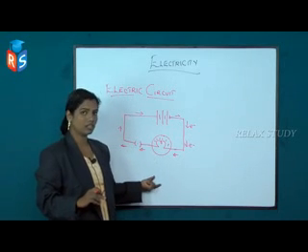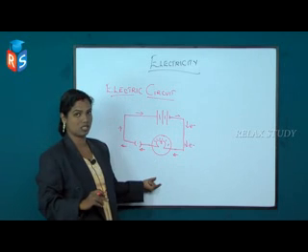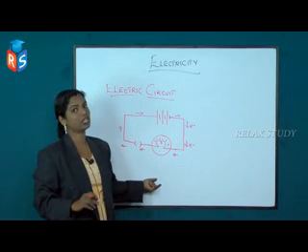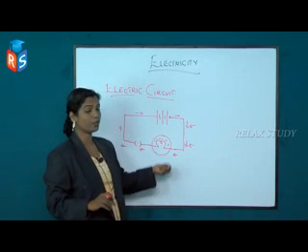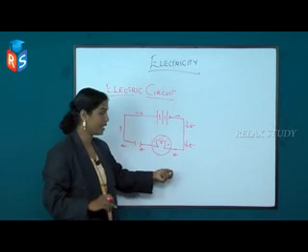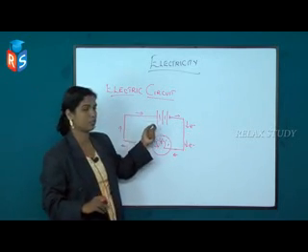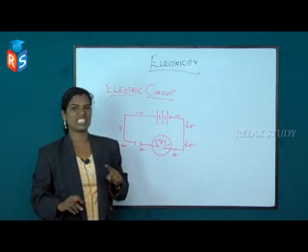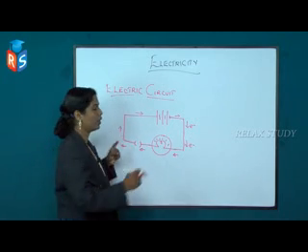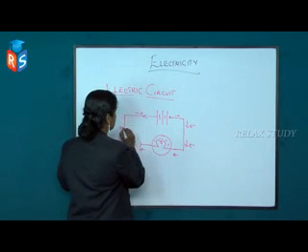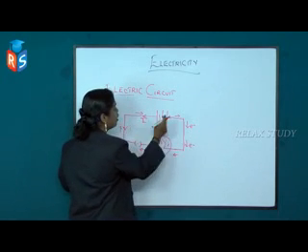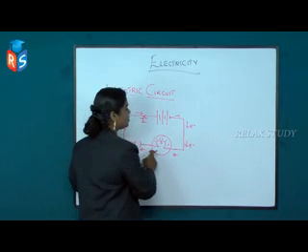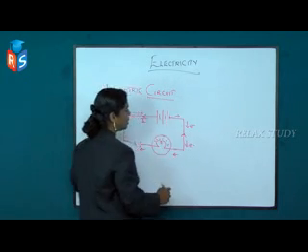Another important thing associated with this is the direction of current flow. Though I told you electrons are moving from the negative terminal to the positive terminal, the direction of current, that is I, is expected to flow in the opposite direction. This is the direction of current. I is flowing from the positive terminal to the negative terminal.